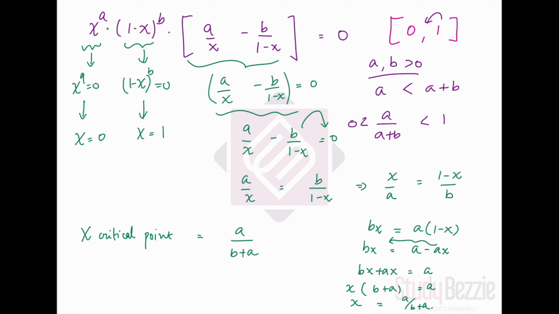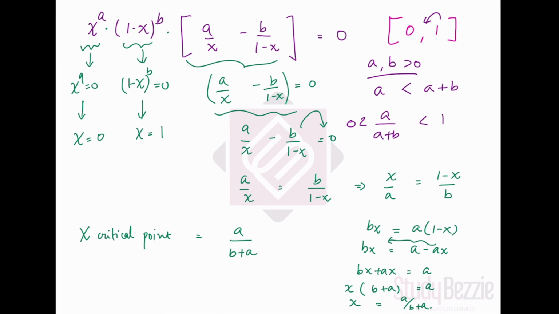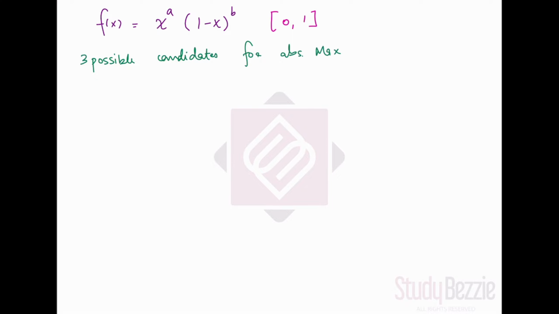Now that this is the critical point, you want to test if it's going to be a max or a min. But you are lucky right now, because when you're doing an interval analysis on a closed interval, you only have 3 points of interest to test. And I'll show that right now. To summarize, my function was x to the power of a times 1 minus x to the power of b. My interval of interest was 0 to 1. I got 3 possible candidates. I think we're looking for absolute max here. Yeah. So we got three possible candidates for absolute max.